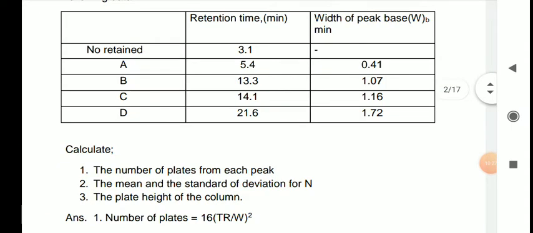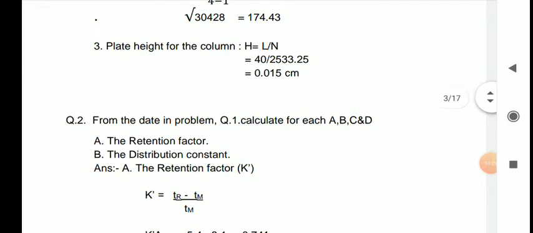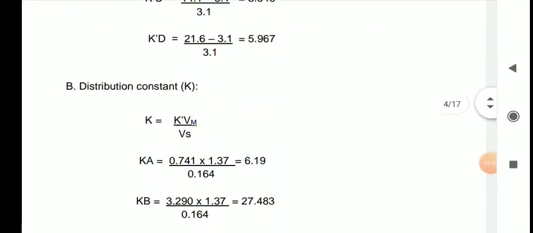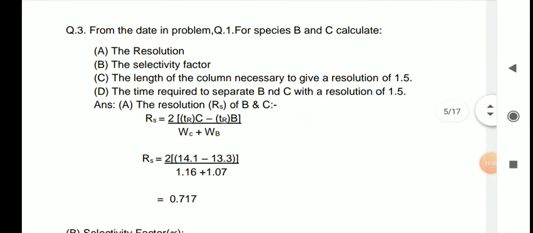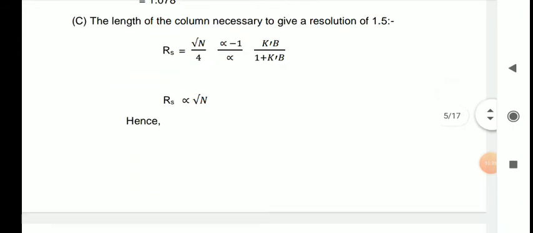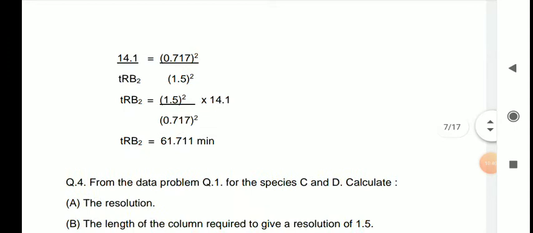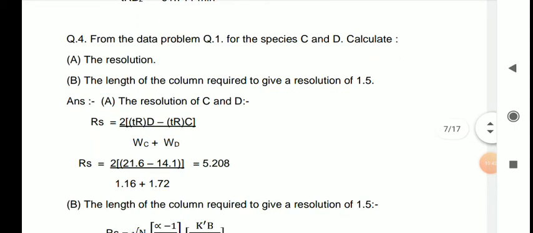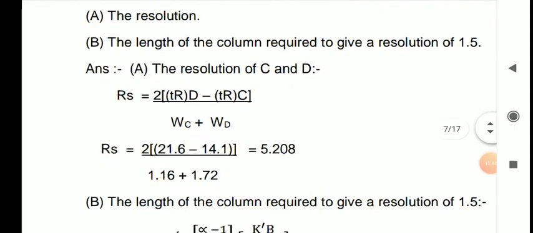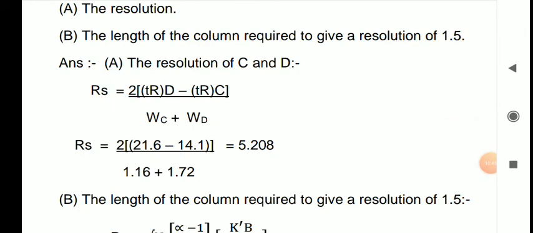Okay, so when you put the values over there, we are in the fourth problem. So we want to calculate Rs. This Rs comes out to be 2 times 21.6 minus 14.1 divided by 1.16 plus 1.72. This comes to 5.208.